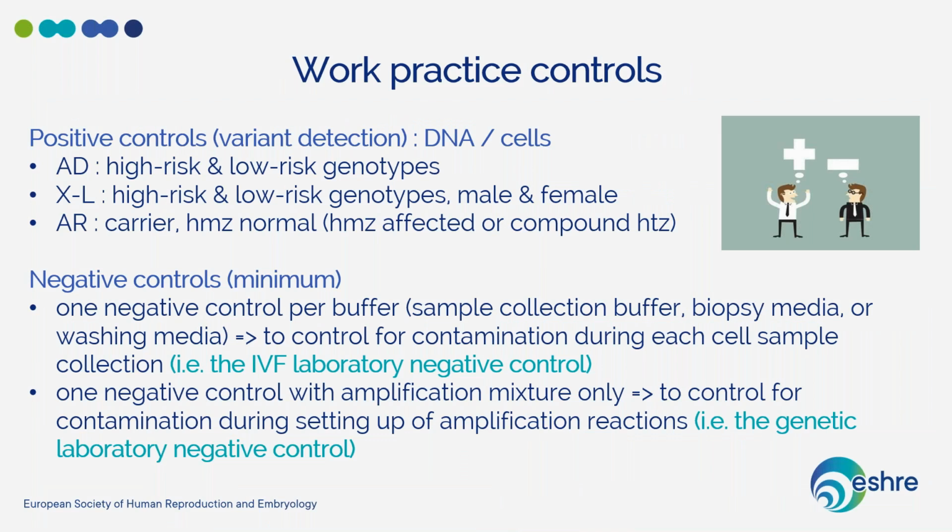It is important to include positive and negative work practice controls when variant detection is included in the test: for autosomal dominant disorders, high risk and low risk genotypes; male and female controls should be added for X-linked disorders; and for autosomal recessive disorders, carrier and normal genotypes, and when available, homozygous or compound heterozygous genotypes.